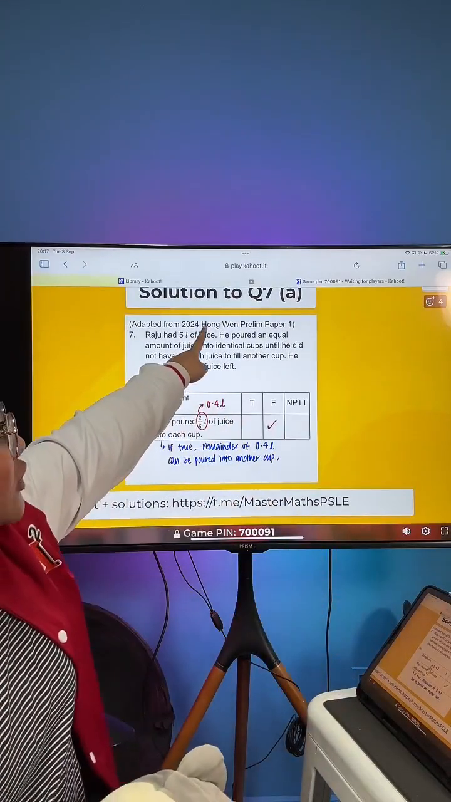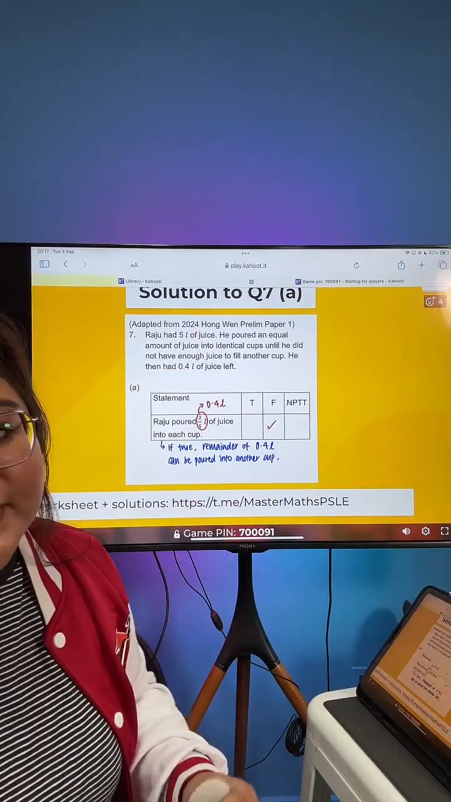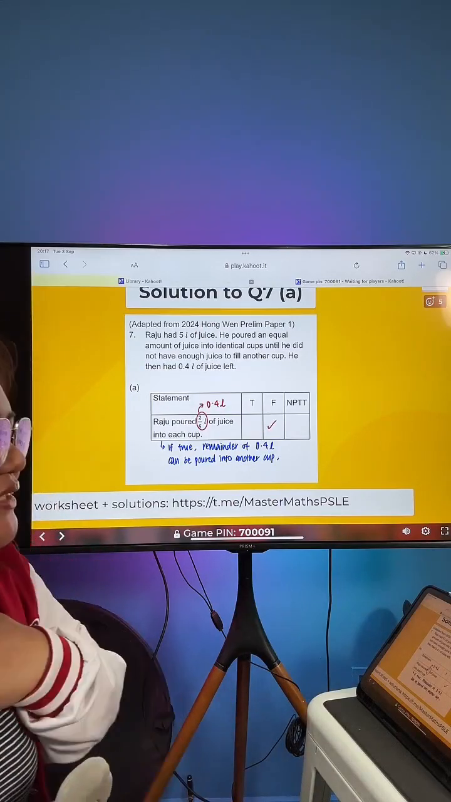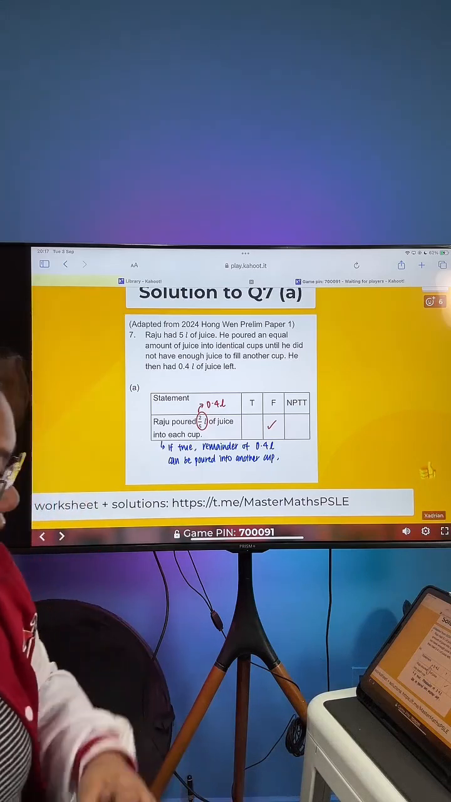Again, this appeared in 2024 Hongwen Prelim Paper 1. Okay, 2024 Hongwen Prelim Paper 1. To me, this is the most interesting question.